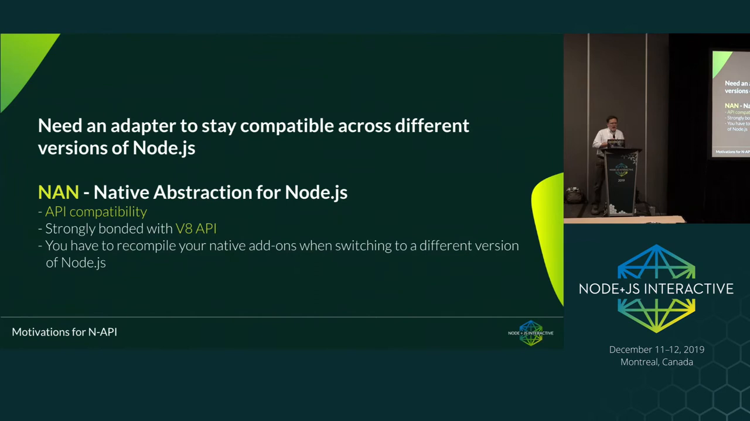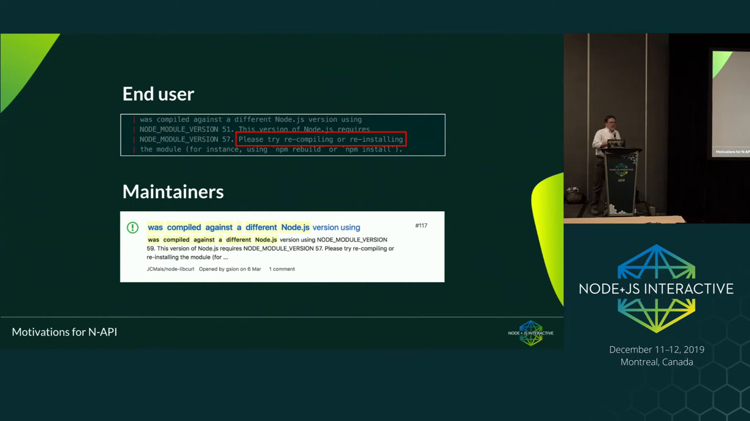NAN was the original way. As I said before, it's tightly bound with the V8 engine, and it was an initial effort to create an API that would allow you to generate a native add-on. The problem with NAN is that it was so tightly tied to the V8 engine that when there were changes in the V8 engine, it could potentially break the ABI stability of your native add-on. At that point, your users would see a message like the one shown there, which is not understandable to them, and which would then land as an issue for maintainers. So this fragility in the ABI was one of the primary motivating factors for creating the API we have today.